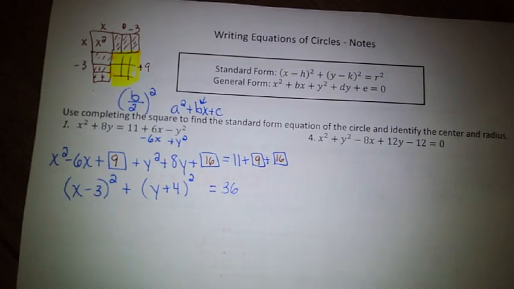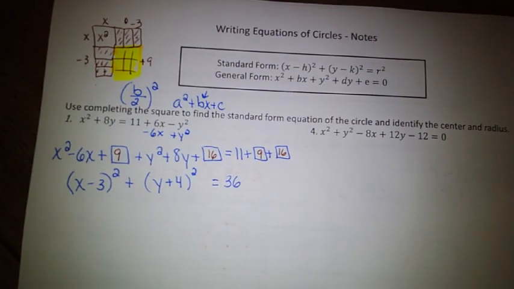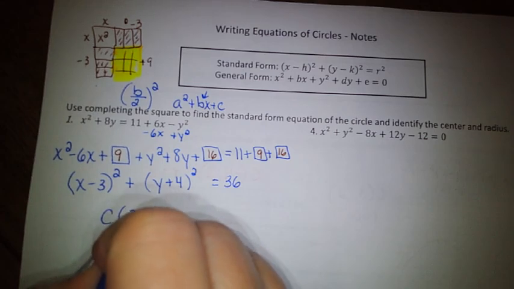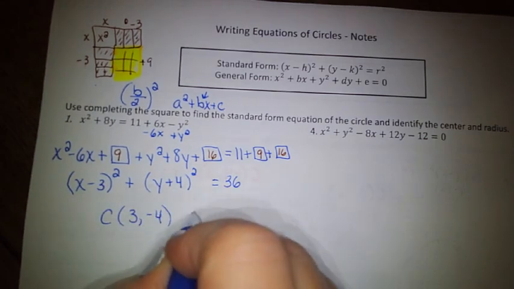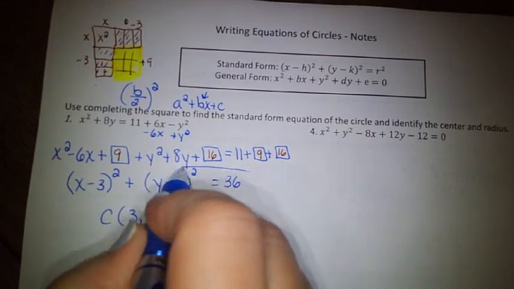So there is my equation of my circle, using completing the square. Not a difficult process, but just one you have to understand. The center of this circle would be 3, negative 4, and the radius of my circle is 6.